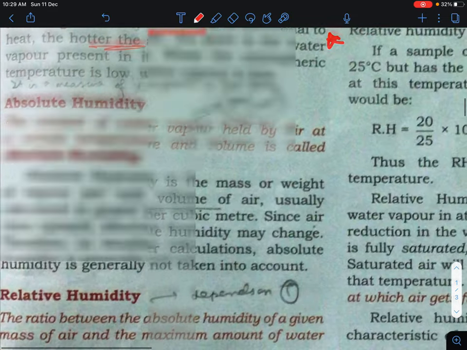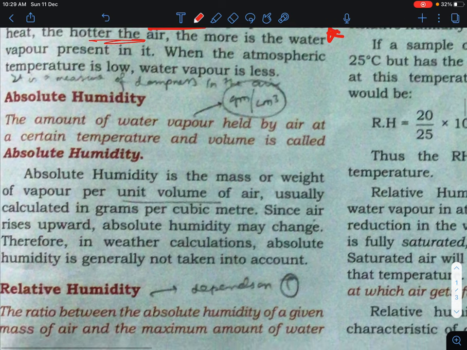Now we will study one by one, that is, what is absolute humidity? The amount of water vapor held by air at a certain temperature and volume is called absolute humidity. It is actually the amount of water held by air at a certain temperature and a volume that is called absolute humidity.